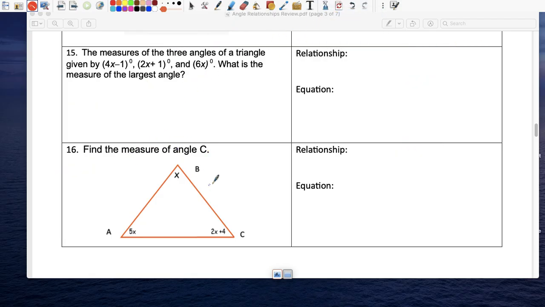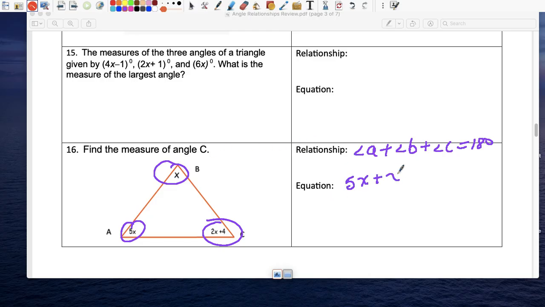Find the measure of angle C. What's the relationship? I know that in a triangle, the three angles added up are equal to 180. Now I can set up the equation. So I have 3 angles. It's 5x plus the other angle called x plus the other angle called 2x plus 4. What I know about the 3 angles is that added up, they give you 180.